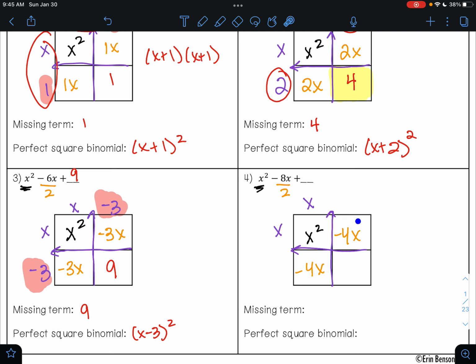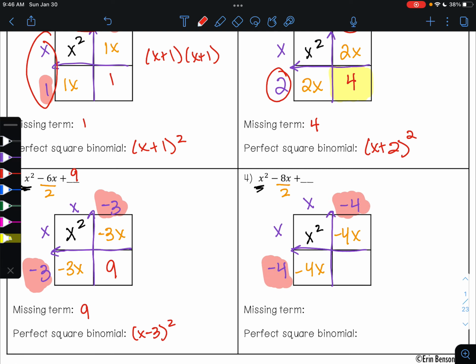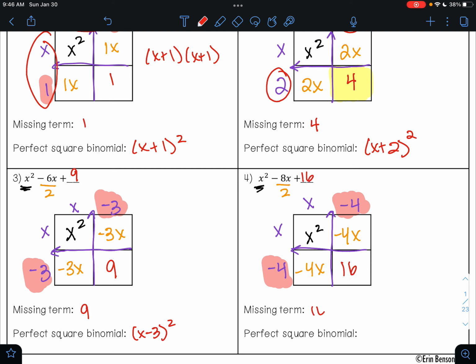x times what number is negative 4x? Negative 4. x times what number is negative 4x? Negative 4. Now we can find the missing number that completes the square by multiplying negative 4 times negative 4. And when we do that, we get positive 16. So 16 is the missing term that completes the square. We have now factored x squared minus 8x plus 16, and we got x minus 4 times x minus 4, which is the same thing as saying x minus 4 squared.